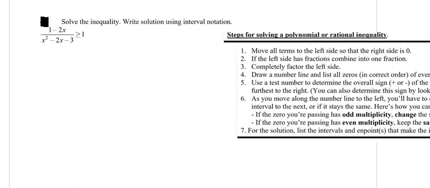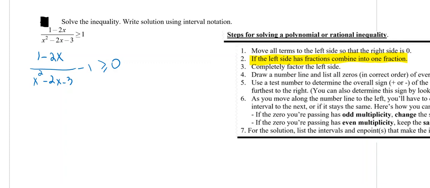So remember, we write it as union -3 just by itself in a set. Here's one more example. We have a rational inequality, but we do not have 0 on one side. So we do have to make one side 0. We subtract 1 from both sides to get 0 on the right-hand side. But as you can see in step 2 here, if the left side has fractions, then combine into one fraction. So I can't really make a sign chart for this until it's one fraction and factored on top and bottom.